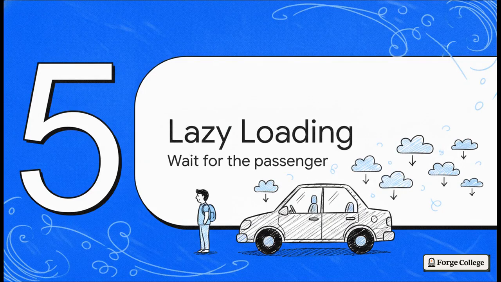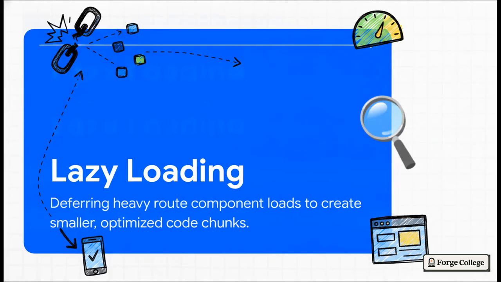Section 5. Lazy loading and performance. Don't build the backseat until someone sits there. Think about it. If a user is just landing on your homepage, they do not need the code for your incredibly complex, decentralized exchange swapping interface downloaded immediately. We want to keep that initial application load incredibly light. Here's how that works under the hood.